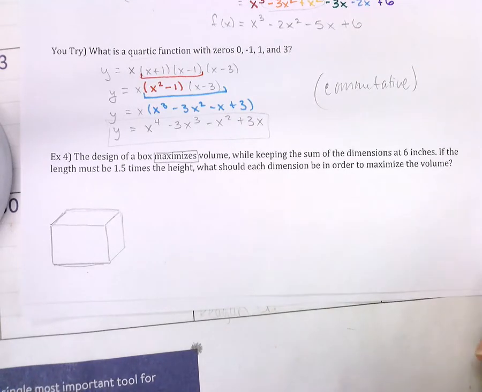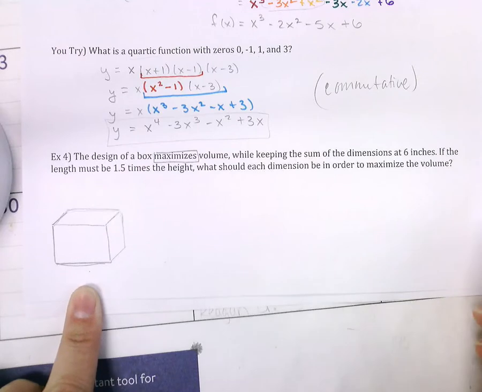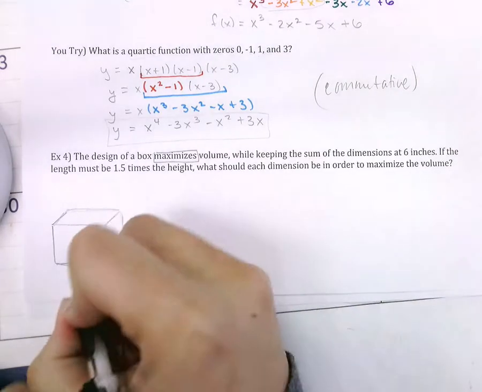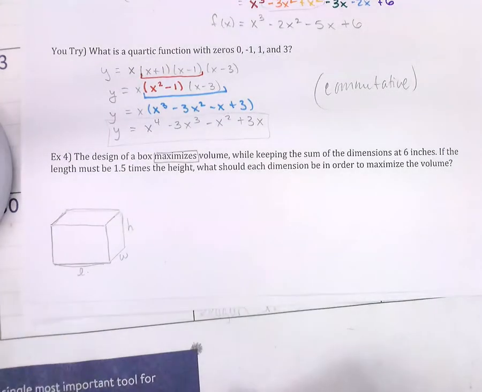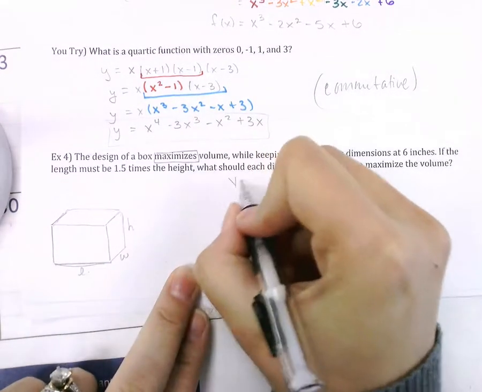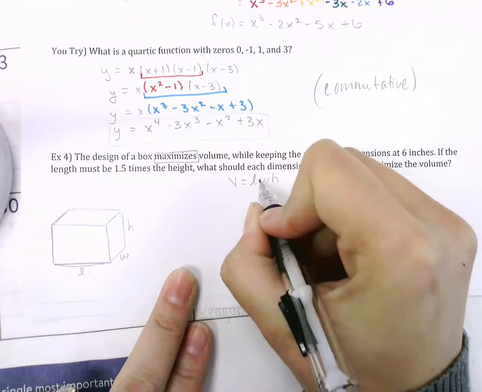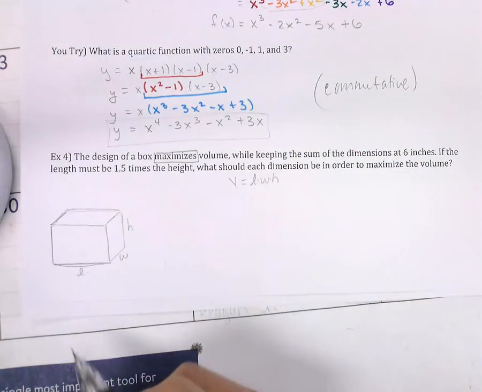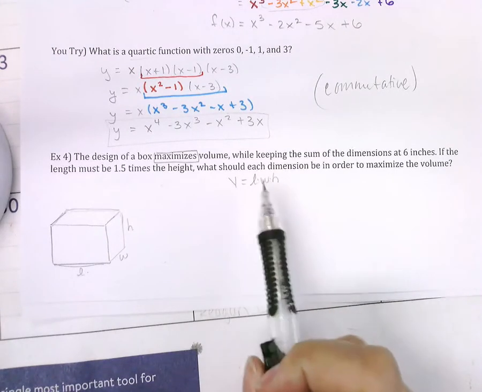So here's how we're going to do it. This is a box. What are the dimensions of the box in general? Length, width, and height. And how do we find the volume of the box? Length times width times height. Now, can we type this in on our calculator? Yes, actually, we can.